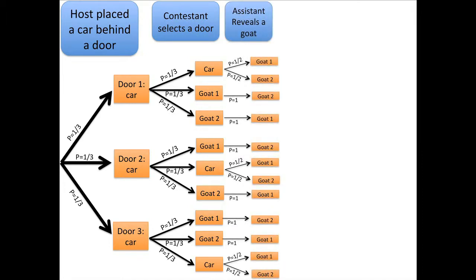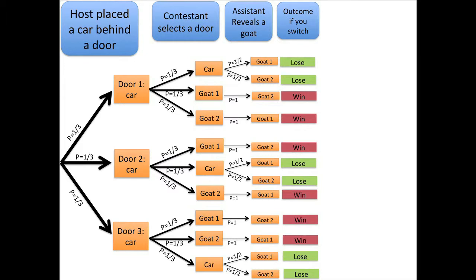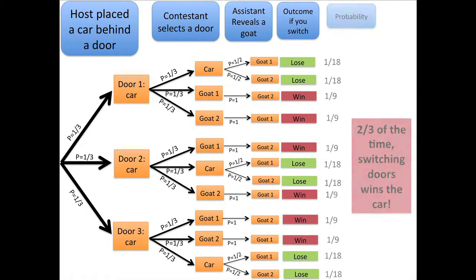Now comes the most important step, when the assistant reveals the goat. The key thing to notice here is that the assistant only has a choice when the contestant picked the door with the car behind it. If I had picked a door with a goat behind it, then the assistant must open the only other goat door. Once the assistant revealed the goat, the contestant is offered the chance to switch. We write down the outcome if he or she switches.